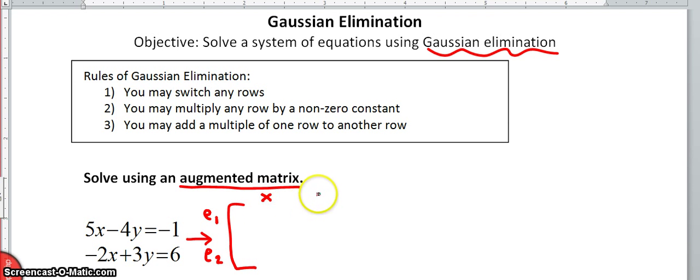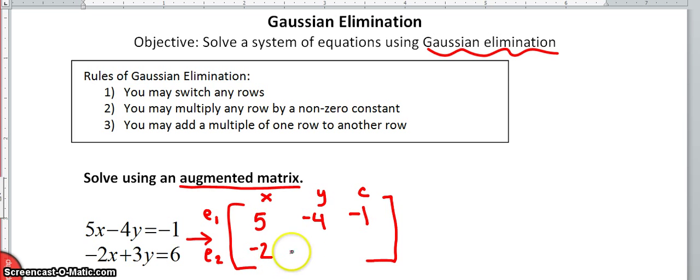So our first variable would be x, second variable would be y, and our last column would be our constant here. So just listing the coefficients, I have 5, -4, and my constant is -1. Then I have -2, 3, and 6. And this would be my augmented matrix.